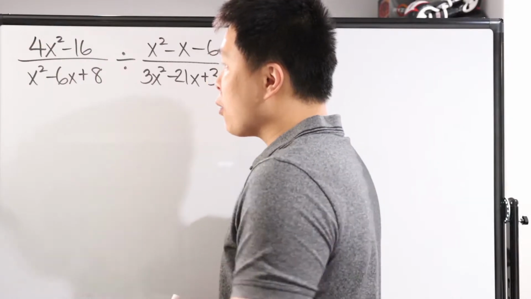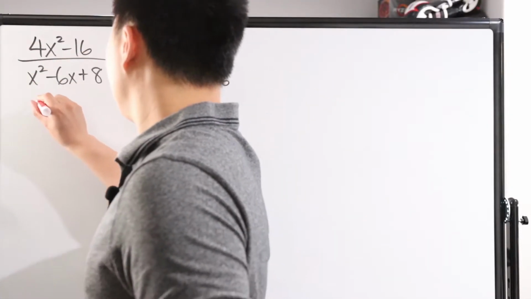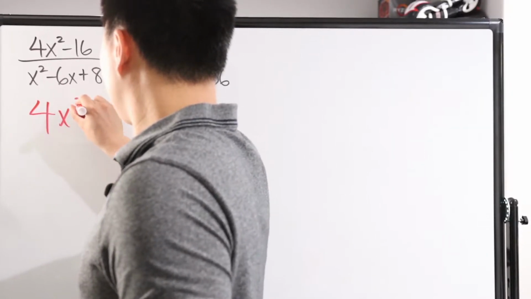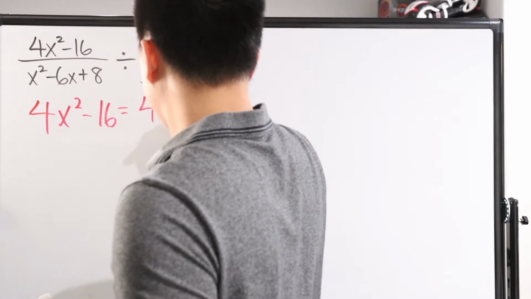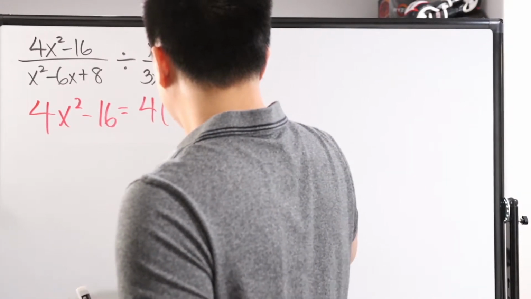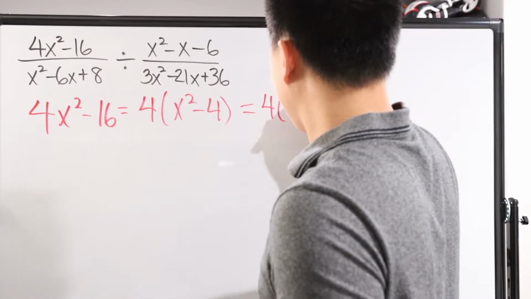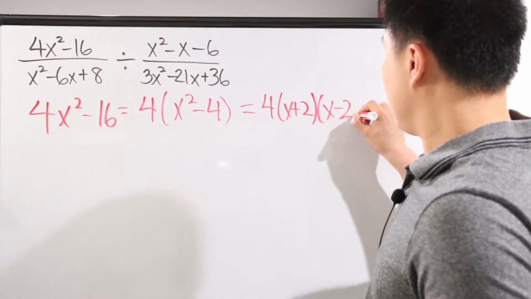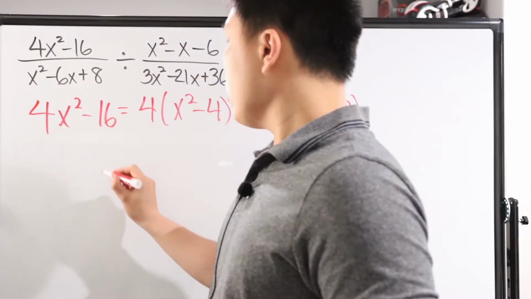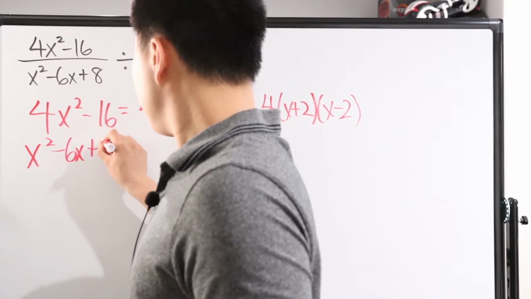So for the first part, we have 4x squared minus 16. Well, we can factor out the 4, which gives us x squared minus 4. And x squared minus 4 can actually be factored into x plus 2 and x minus 2. That's the first part.